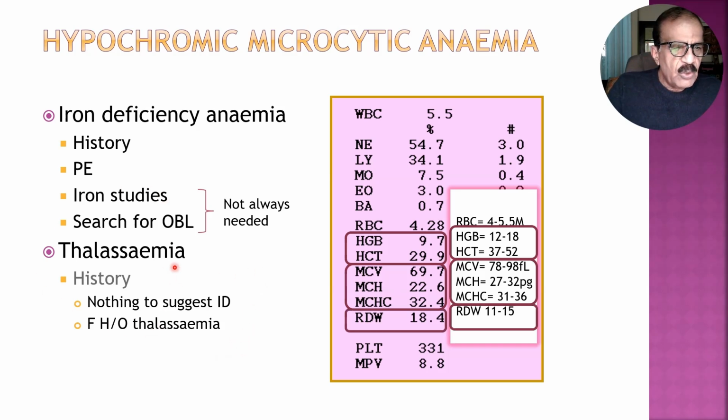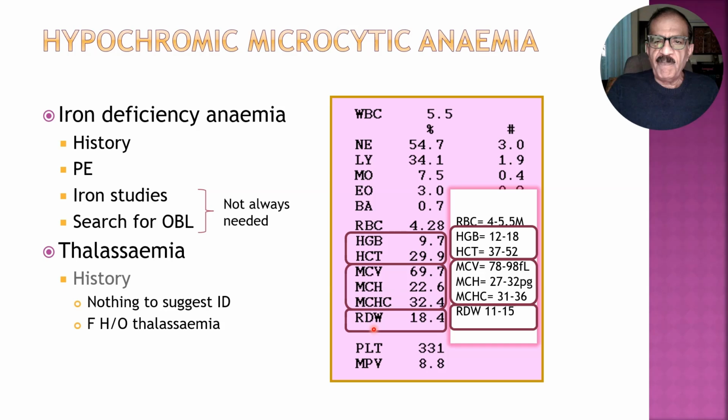So after you have done this, you come to the third level of CBC. I intentionally kept it till this level, RDW. In both situations, if there is iron deficiency or there is thalassemia, HB will be low, and in both situations there will be hypochromic microcytic picture. But RDW will differentiate between the two. In thalassemia, all cells are uniformly hypochromic and uniformly microcytic. So the variation within the cells is minimal.